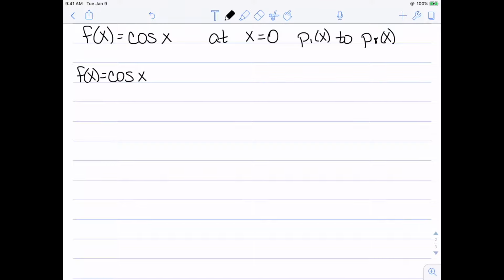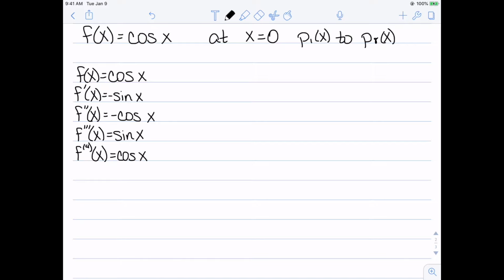I know f of x is equal to cosine of x, and we know the derivative of cosine is negative sine. The derivative of negative sine is the negative cosine. The derivative of negative cosine would be positive sine. And then the derivative of sine would be cosine.